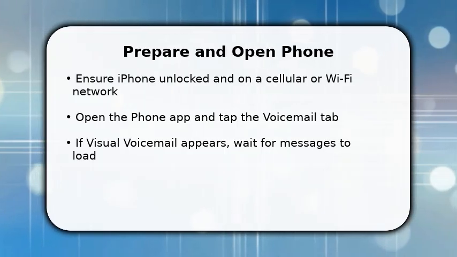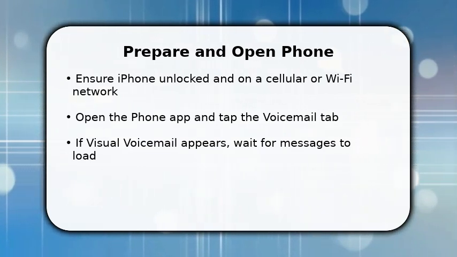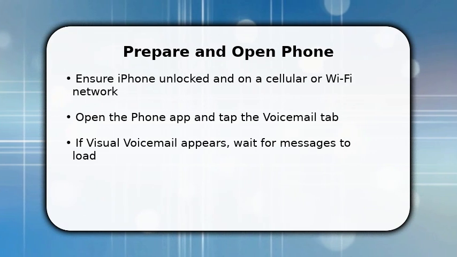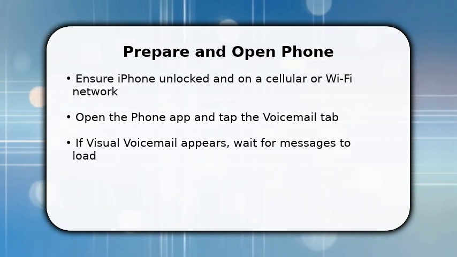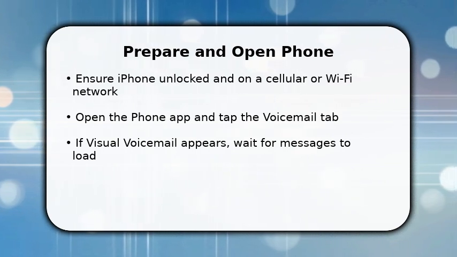You'll start by getting straight to the phone app. Make sure your iPhone is unlocked and connected to cellular or Wi-Fi so voicemail can load. This is essential for visual voicemail. Once connected, tap the phone icon at the bottom, then the voicemail tab in the lower right.